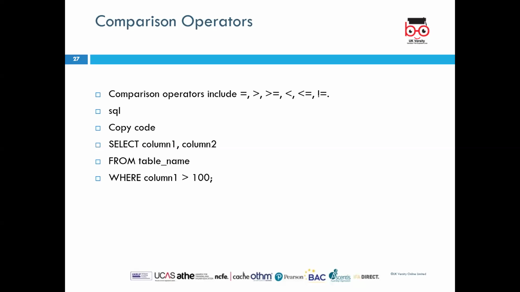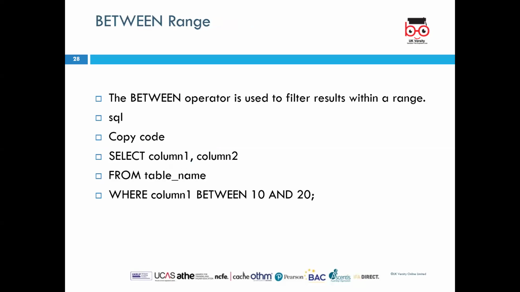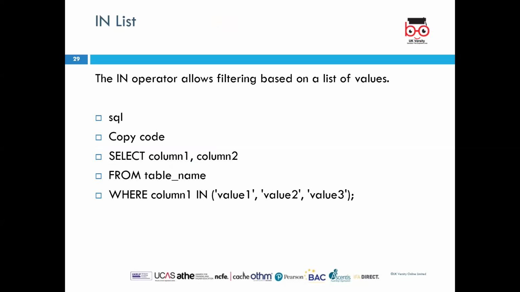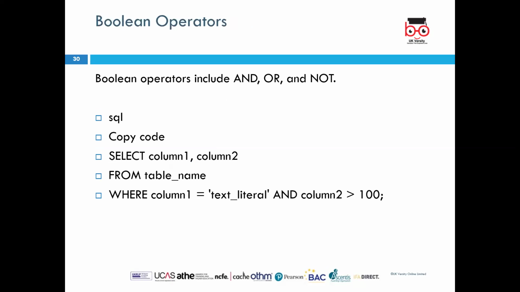Comparison operators allow us to compare different values. The between range operator is used to filter results within a range. The in list operator allows us to filter based on a list of values. Boolean operators allow us to include and, or, and not.